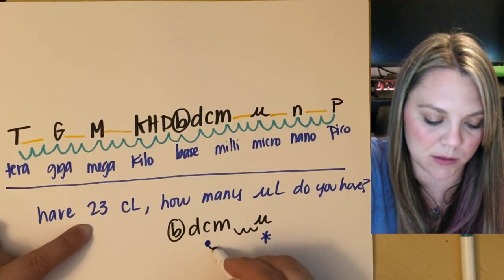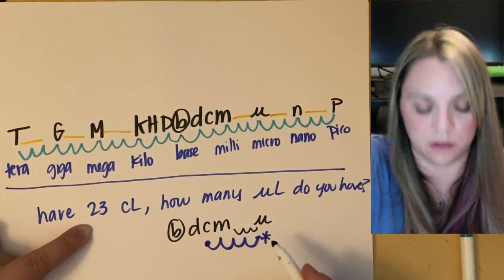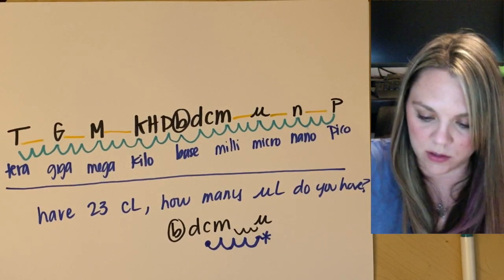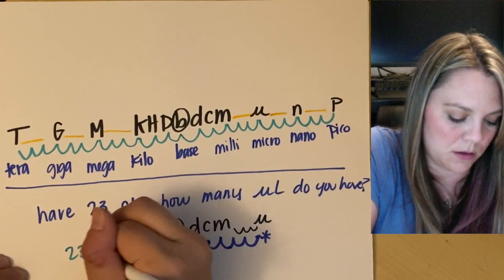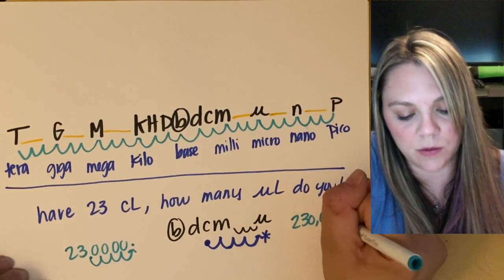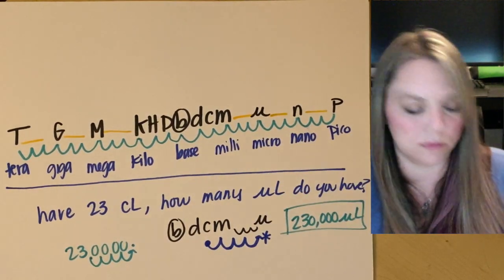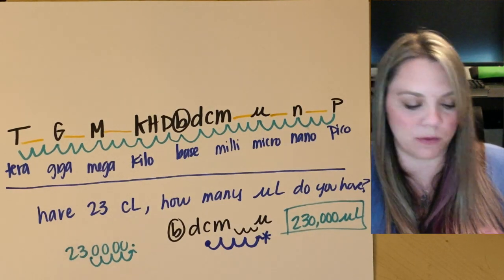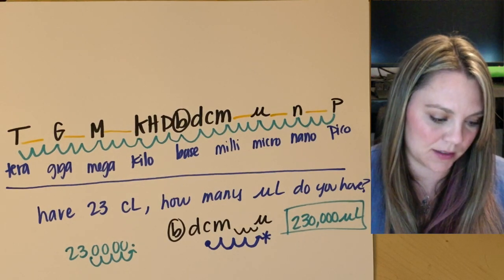So I'm going to move my decimal place 1, and then 2, 3, 4, right? Because this is 3 spaces between milli and micro. So I'm going to move my decimal place 4 times. So 23, decimal place is here, move it 1, 2, 3, 4. Fill it with zeros. So I get 230,000 microliters. Hopefully you get it. Not too terrible. You just transfer back and forth between the two. All right. Good luck.